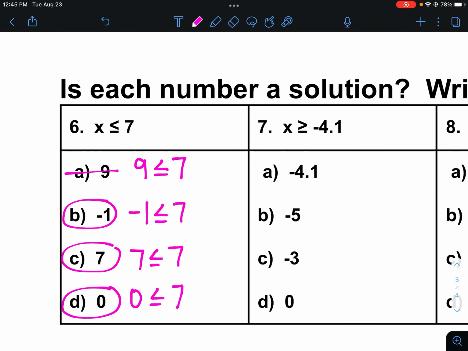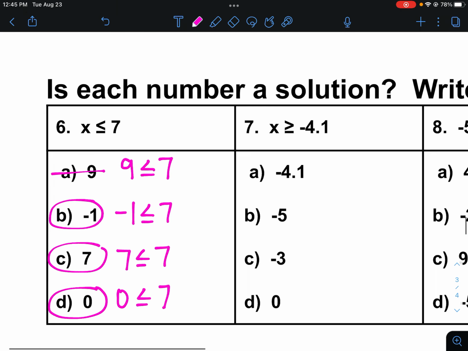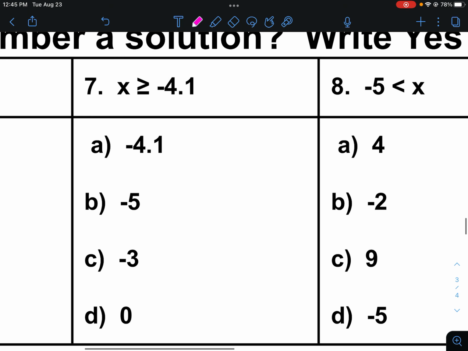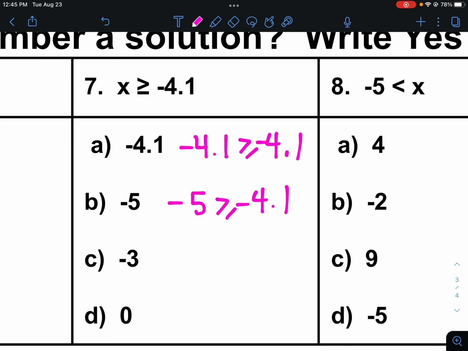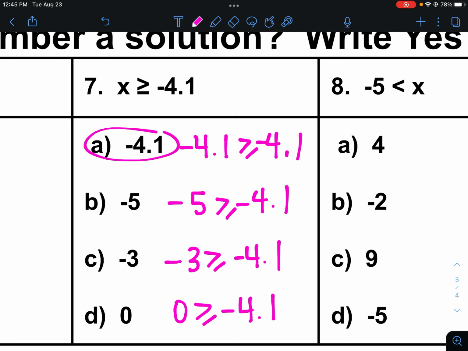If you want to pause and do the next couple, you can try them on your own. I'll go on to number 7. I like to write them all into the inequality first, and then ask if they're true or false. So negative 4.1 is equal to negative 4.1. Negative 5 greater? No. Negative 3 greater than negative 4.1? Yes. And 0 is also greater.